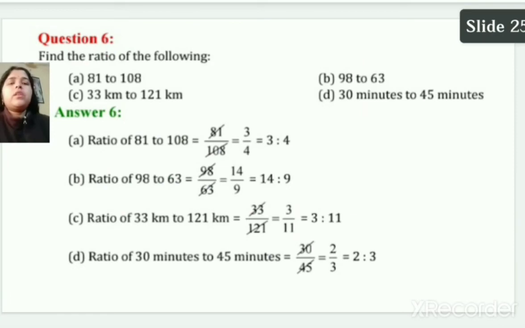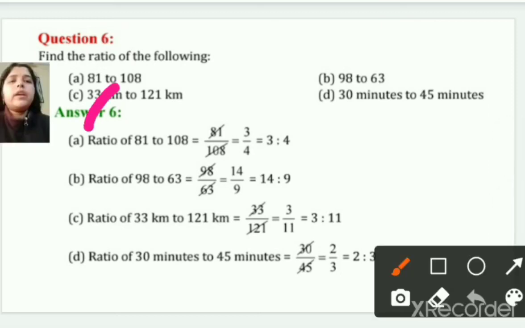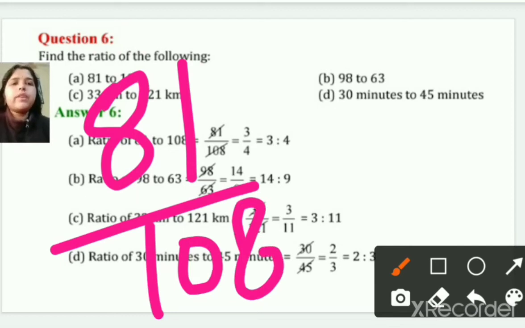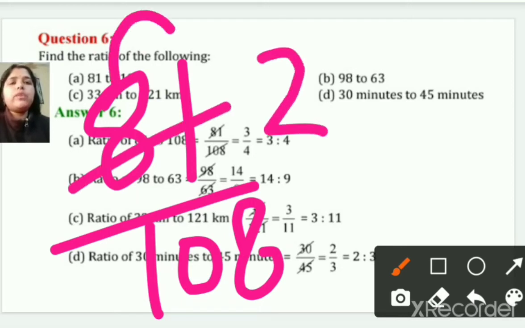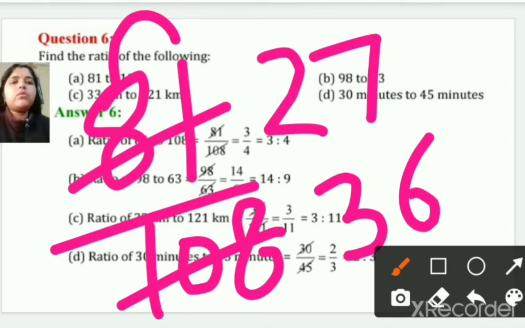Okay. Now moving to the next part, we have find the ratio of the following. Yes. So we have to find the ratio for the given number. First of all, we have the number as 81 upon 108. Okay. So what will you divide it by? It can be divided by 9. First divide by 3. Okay. Let's divide. 3 twos are 6 and 2 will come here. 3 sevens are 21. 3 threes are 9 and 1 will come here. 3 sixes are 18. So it will be 27 by 36.